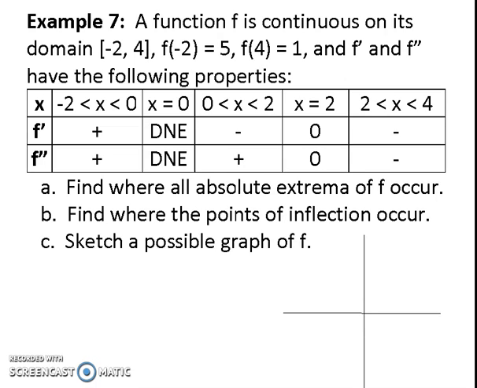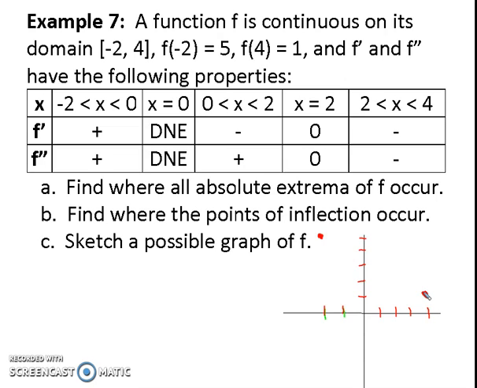So we have a function f, which we know is continuous on its domain, the closed interval from -2 to 4. f of -2 is 5, f of 4 is 1, and f prime and f double prime have the properties in the table. I know that down here in part C I'm going to have to sketch a graph of f, so I'm going to plot those specific points that I know are on the graph: (-2, 5) and (4, 1). As far as how the rest looks, we'll have to figure that out from the table.